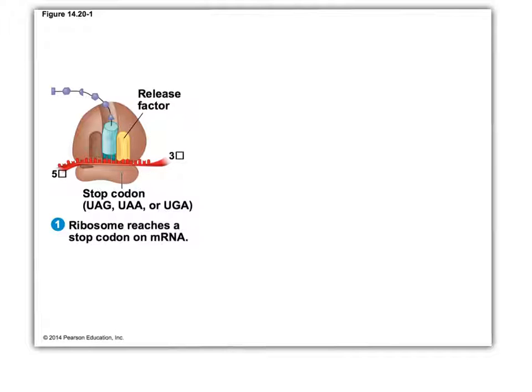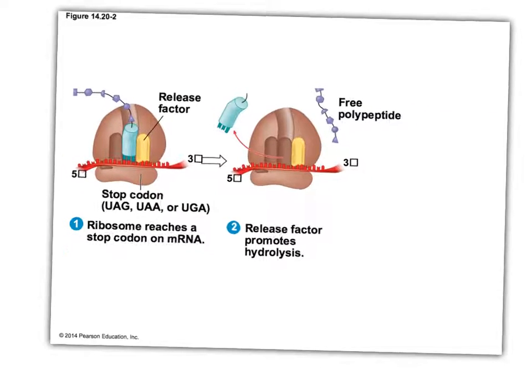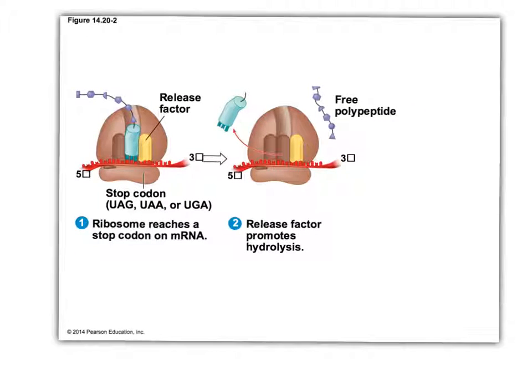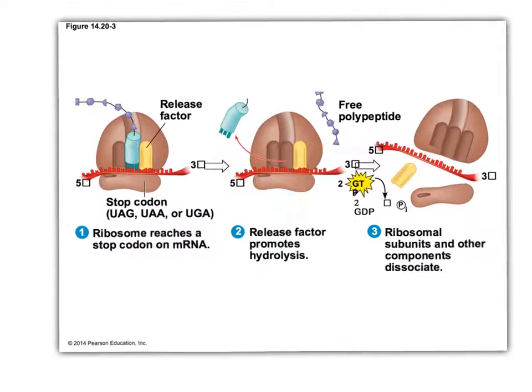The release factor binds. Once the release factor binds, it stops translocation. It promotes hydrolysis. What's hydrolysis? It's going to break something by utilizing water, right? Water is going to be integrated. It's going to kick off the tRNA. It's going to break the tRNA from the peptide itself. The peptide is pushed out, the tRNA is pushed out, and then everything separates with hydrolyzation of GTP.